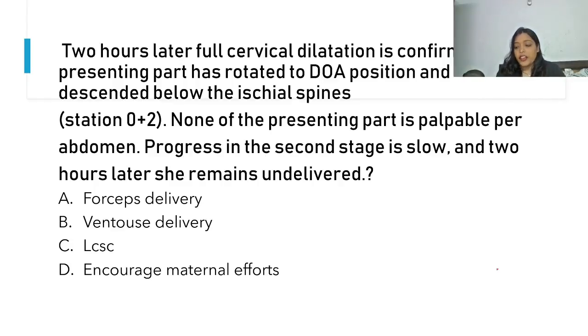So the same patient, if somebody has joined late, for them I'll tell you, we had a 34 weeks primigravida, who was in direct occipito and right occipito posterior position, and now the continuation of the story is that 2 hours later she became fully dilated, the presenting part has become DOA and descended below the ischial spines. None of the presenting part is palpable. Progress in the second stage is slow. 2 hours later she remains undelivered. So what do you want to do for her is the question they are asking.